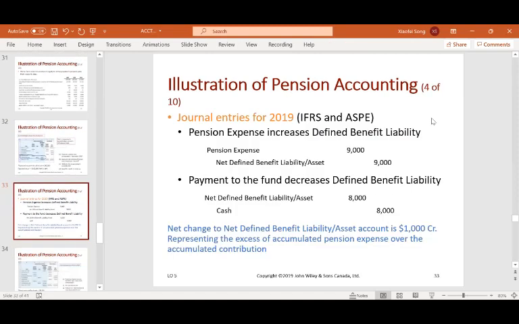So these are the journal entries we just talked about. You actually have to do a journal entry and it will be posted to the ledger. It will be reflected in your financial statements.